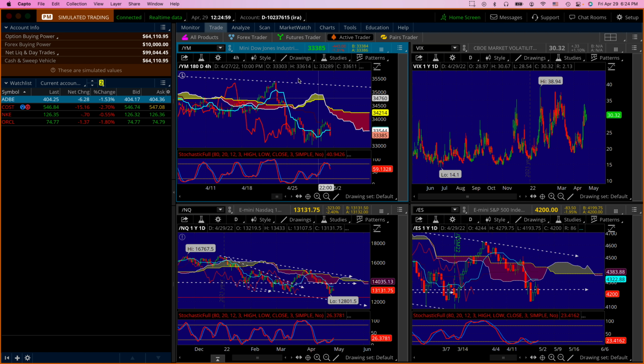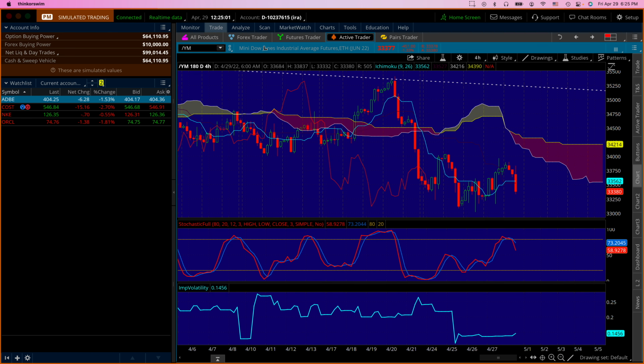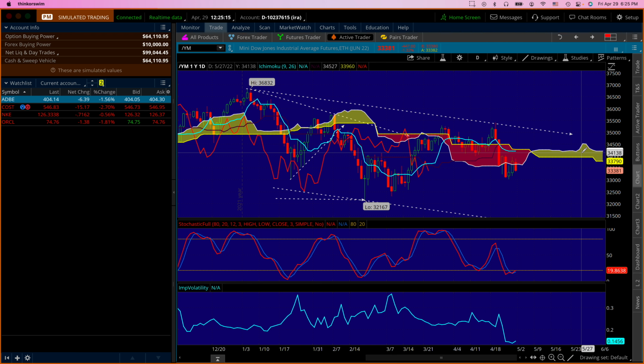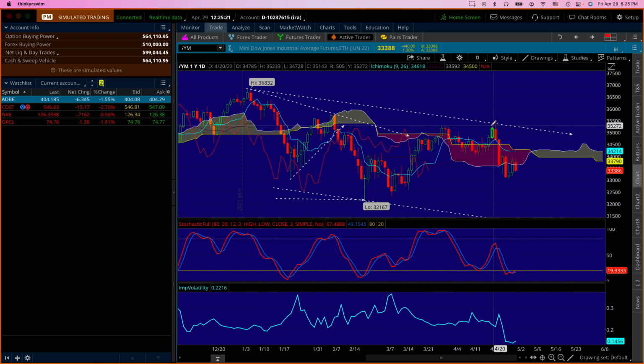Well, the market seems to be playing games with us. I would have thought that it would have been much lower by now. This is a 4-hour chart, let's put a daily chart on the Dow Jones. You can see that it is trying to go above the Ichimoku cloud. It made a new high here, temporary, and then it's begun to go down.